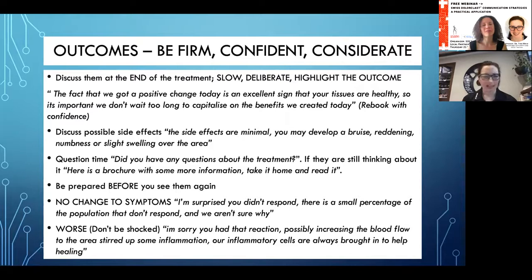If they're worse, again, don't be shocked. So if they come back and say, I'm actually worse than before you did that, you can apologize. Say, I'm sorry you had that reaction. Possibly increasing the blood flow to the area stirred up some inflammation. Our inflammatory cells are always brought in to help with healing. So sometimes inflammation isn't bad, because sometimes that's what the body needs. But if that spikes their pain, then they might feel like you've done something wrong. So if you're prepared and you're not as shocked, then you won't panic, you're not caught off guard and sounding awkward.